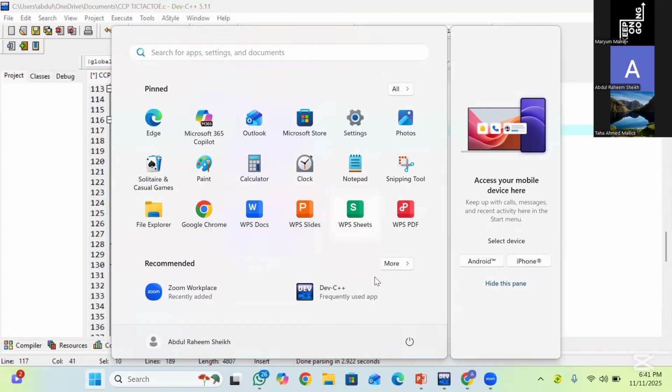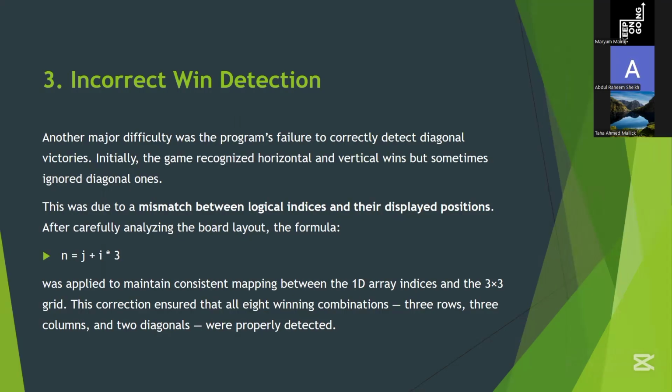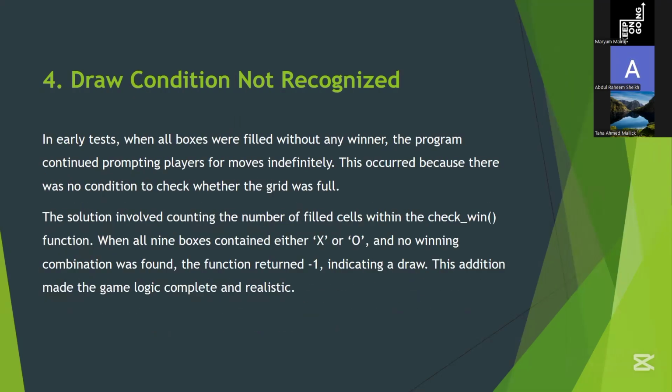Second problem. Let's talk about our second problem. Our second problem is we faced a draw condition not recognized. In early tests, when all boxes were filled without any winner, the program continued prompting players for moves indefinitely. This happened because there was no condition to check whether the grid was completely full.